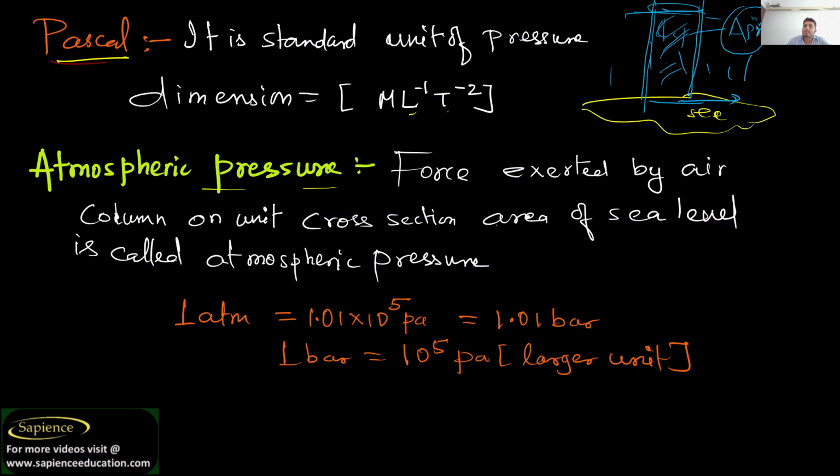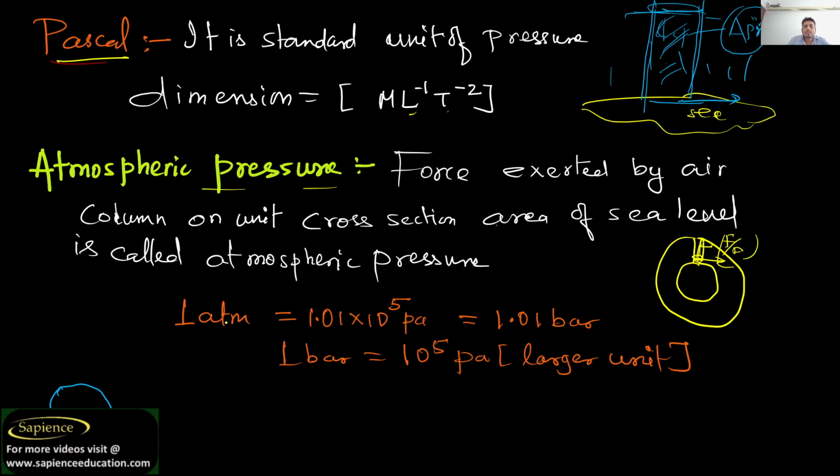But consider the whole air column. Let's consider this is your earth, and earth has an atmosphere of radius 1000 kilometers. Then the whole air column has some weight. So at sea level, the force per unit area acting on this area is known as atmospheric pressure, because the atmosphere is applying a force per unit area.